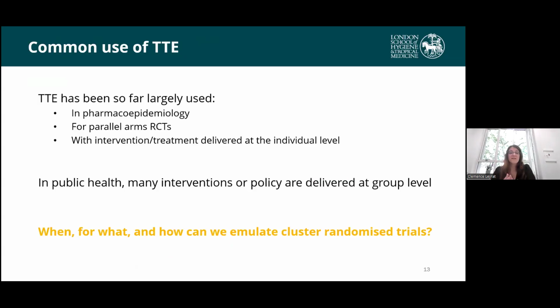But in public health, many interventions or policies are delivered at group level, so delivered at a population level or in a geographical area or within a hospital. And then it's more linked to what we would assess using cluster randomized trials. So the question is, can we emulate cluster randomized trials? When, how, and for what kind of questions?